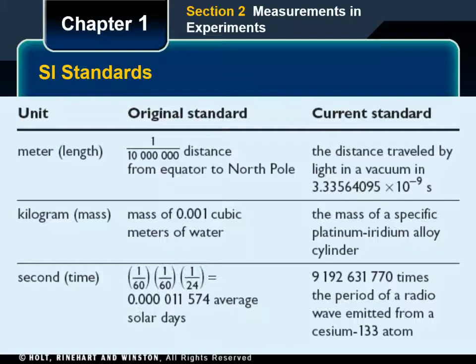These units are defined by standards described in Figure 2-2 on page 11 of your text or on the screen now, and are reproduced so that every meter stick, kilogram mass, and clock in the world is calibrated to give consistent results. We will use SI units throughout this book because they are almost universally accepted in science and industry.